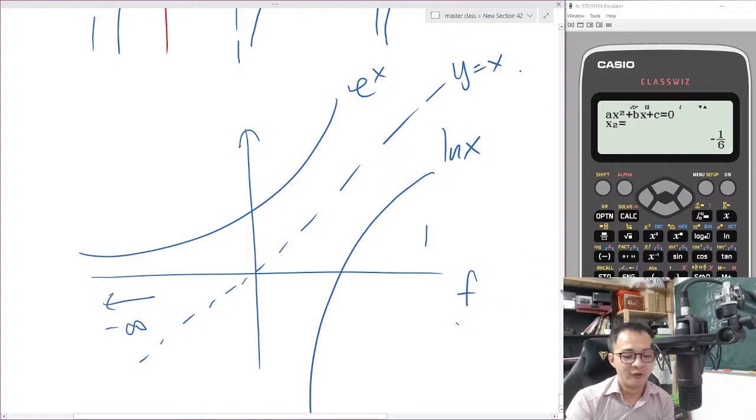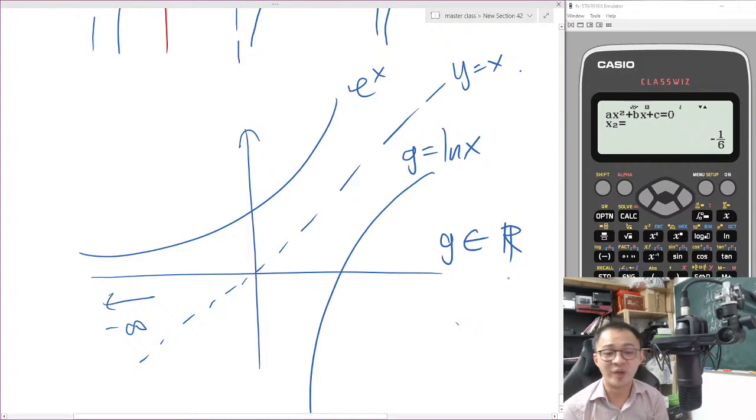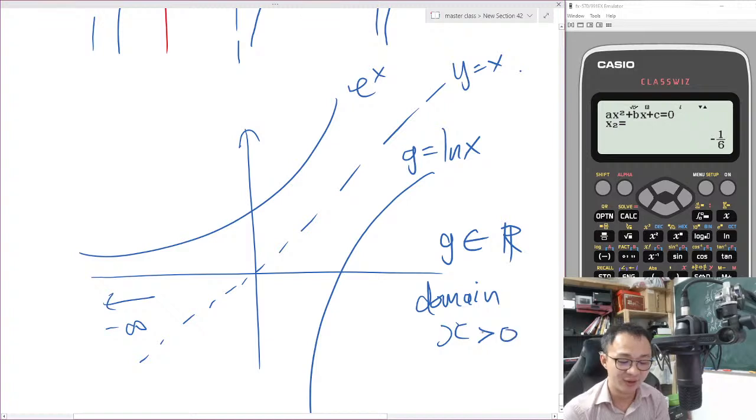So for ln x, I do the range first. So this is g, let's say. The range of g is the real numbers, because it's the same here, from negative infinity to positive infinity. But the domain for ln x, you will just copy the range of e^x. Normally I will say x is bigger than 0. Okay, so yeah, that's all for exponent and ln.